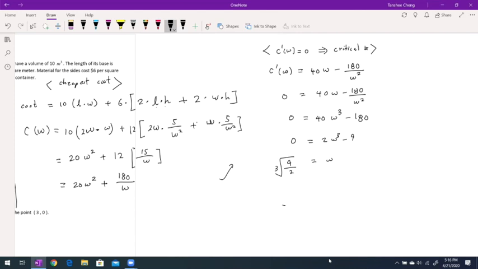And what we need to do is test the value of what? W cannot be a negative number, right? And this will be the cube root of 9 over 2. Once again, there is an upper bound also. It's best if you can find the domain and range, but if not, that's fine, because what we are interested in is this critical number right here. So we're going to test the value of W in C prime of W.